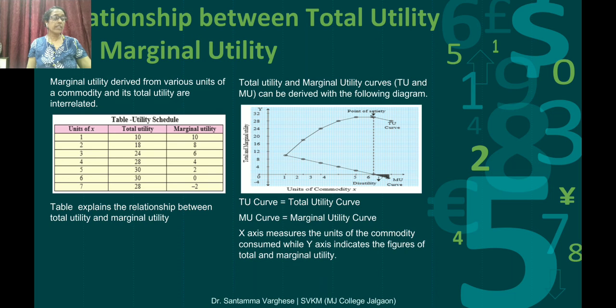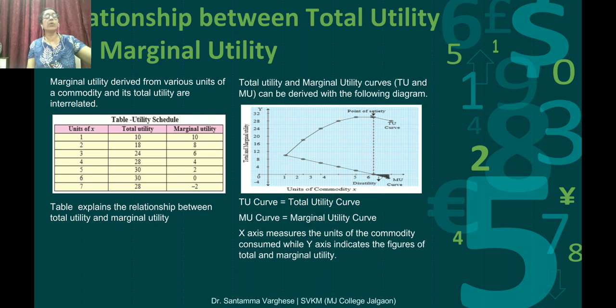Okay, this is called the point of satiety. TU is highest, MU is equal to 0. When the total utility is at the highest point, you can see the marginal utility becomes 0.